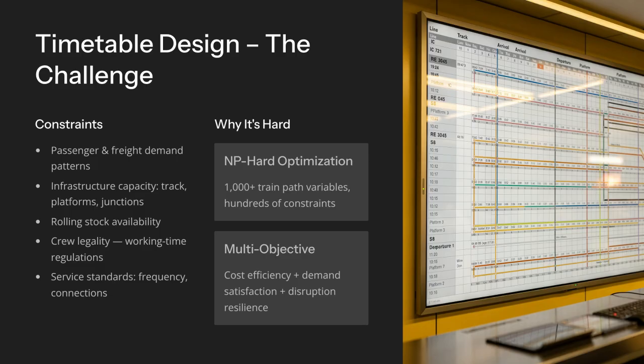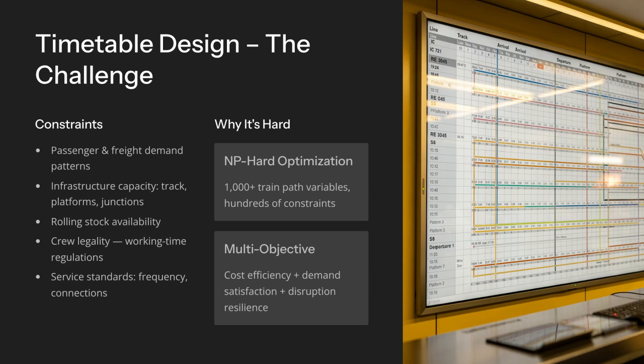Traditionally, planners have handled this with experience, trial and error, and hard won intuition. It takes weeks, sometimes months. The result is usually feasible, meaning it works. It doesn't have obvious conflicts, but it's rarely optimal. There are almost always efficiency gains left on the table. That's where AI comes in.